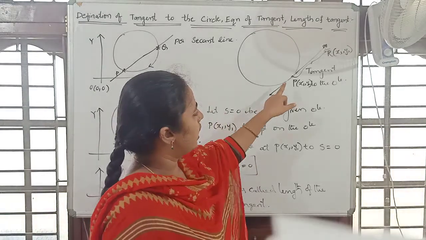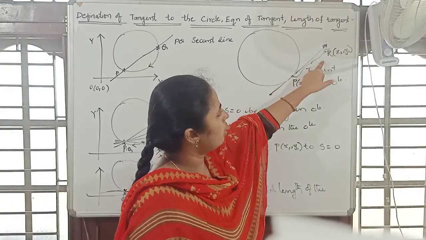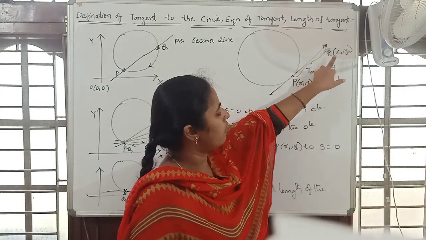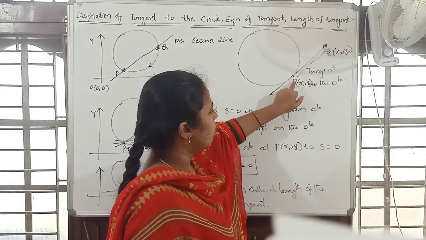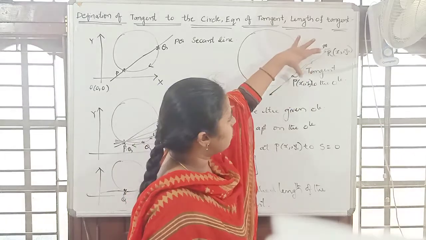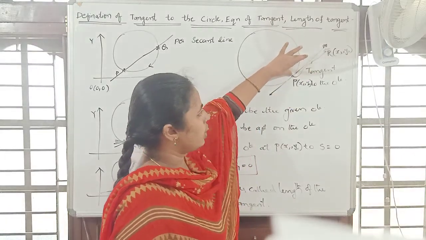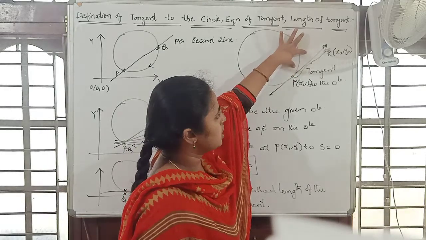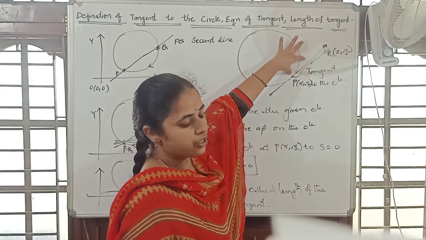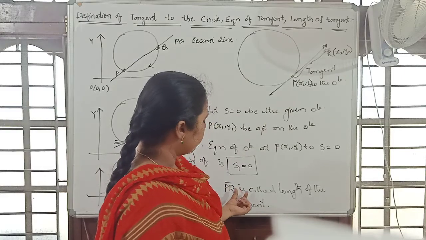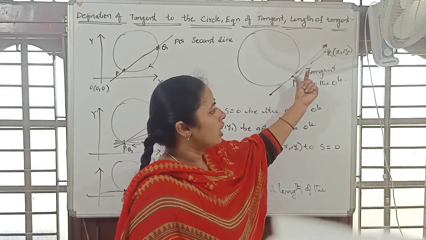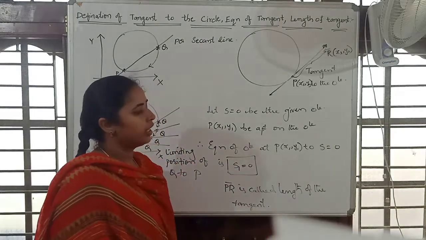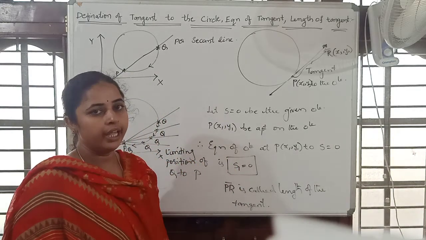Now what is the length? Length is nothing but if you take any point which is outside, that is exterior to the circle, let it be R of x2 comma y2. To know the length, it is the distance from this point to where the tangent touches the circle, that is P. This distance is called the length of the tangent. Now to find the length of the tangent, we just have to apply the distance between 2 points formula. This is regarding tangent, length and equation.